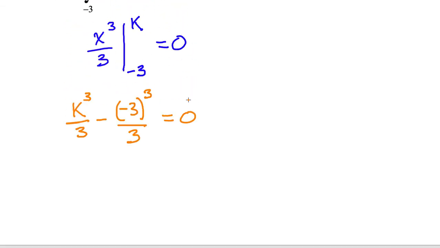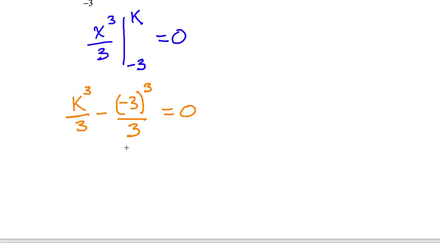Am I going to run out of room? Oh, I have plenty of room. I can always move up to the top right. So simplifying this a little bit, I have k to the power of 3, and then negative 3 to the power of 3 is negative 27. So this right here is negative 27. And notice I have a negative 27. This is really plus 27. So I come back and I say this is really plus 27, all over 3. That's still being set equal to 0.